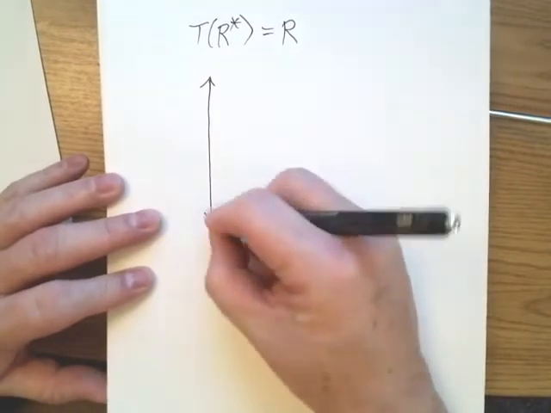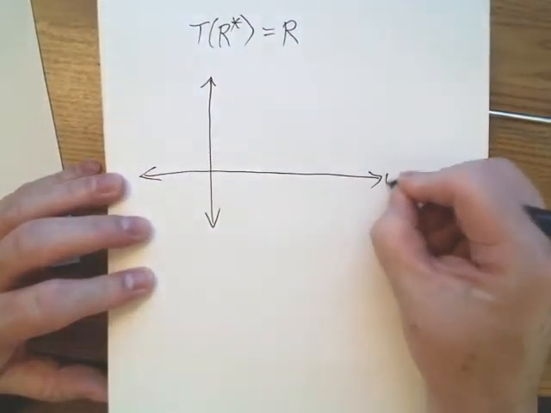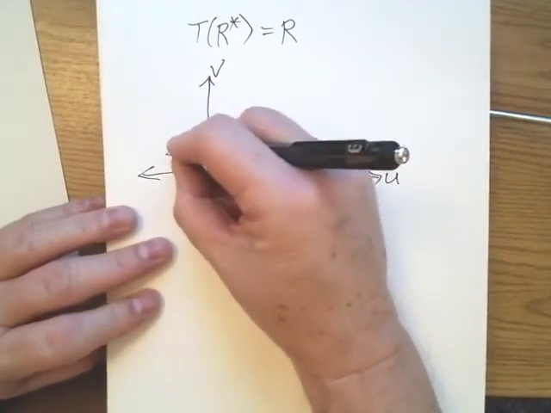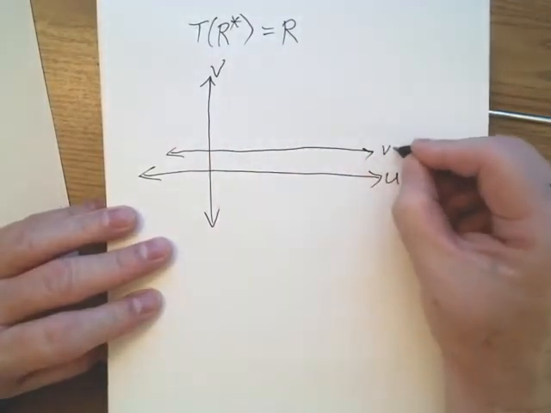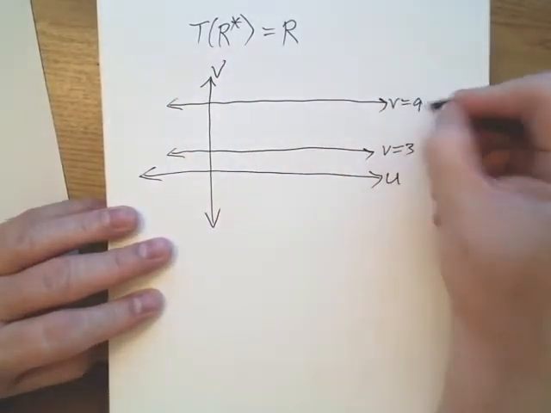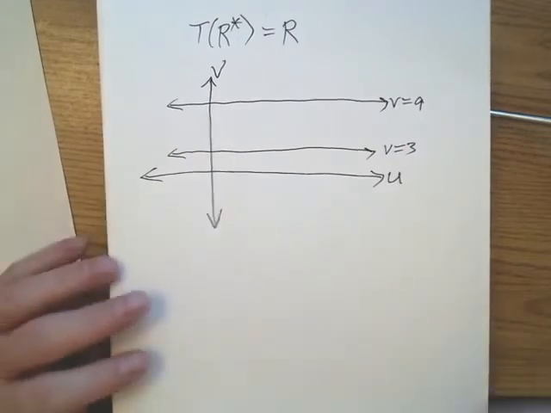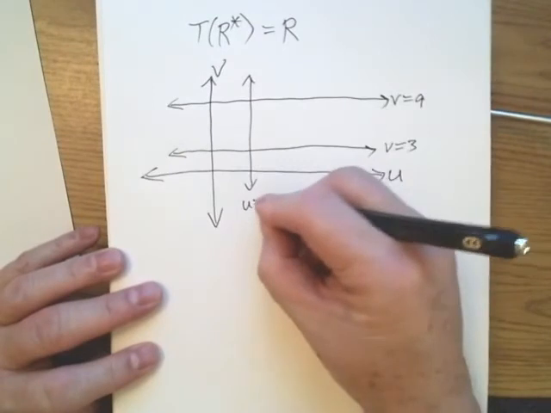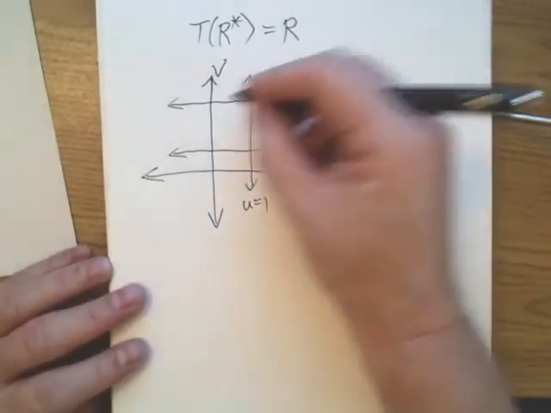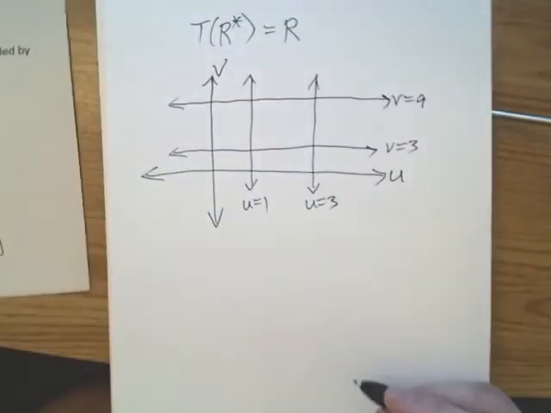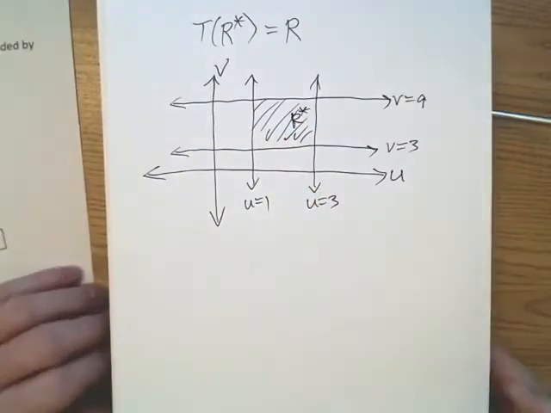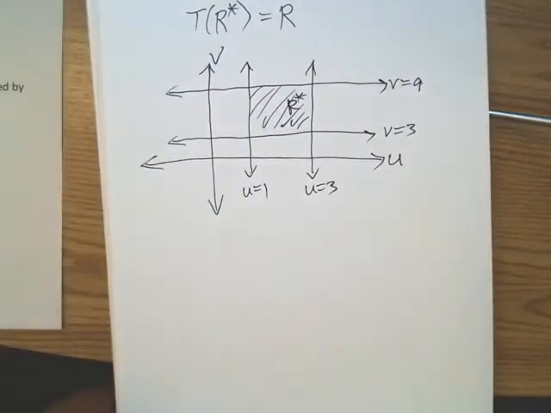So let's go ahead and draw this in the uv plane. We've got v equal to 3 and v equal to 9. My drawing may not look so great here, but it should be okay. And then we've got u equals 1 and u equals 3. So these are the boundaries. So what's my R star here? My R star is this thing right there. There's R star. So if I take T of R star, I would get back this funny region of the xy plane.